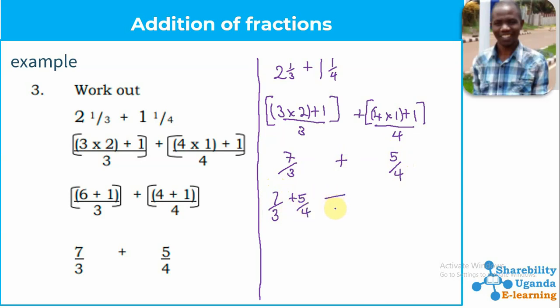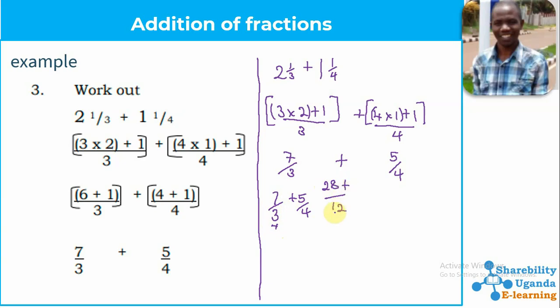So now we look out for our LCM. We said we can just multiply these numbers. We multiply the denominators, 3 and 4. They give us 12. What is 12 divided by 3? We get 4. Then 4 times 7. So we have 12 divided by 3, we get 4. Then we multiply it by 7. So what do we get? 4 times 7, we get 28.